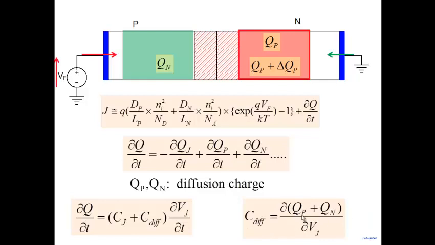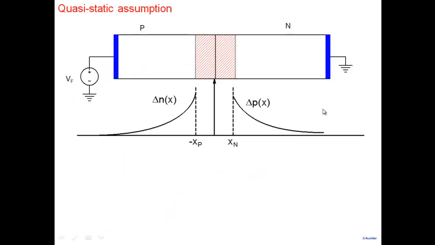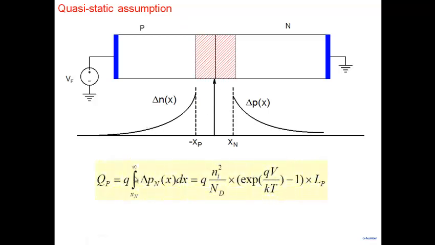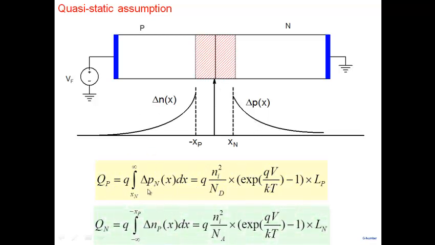Now we have expressions for QP and QN. We can differentiate them and get their value. Again, we are making a quasi-static assumption. We are saying that the hole density and electron density go like this here. We've obtained QP given by this expression after integrating the hole density. Similarly, we can get QN after integrating the electron density. So we sum them up, QP plus QN. That's the total diffusion charge. We take its derivative.